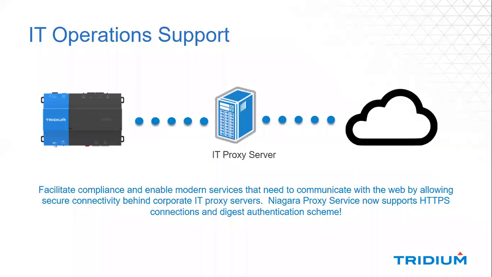IT operations support. So this is one of those features that we've recognized and we'll fully admit that we should have had this a while back. Essentially, if you've had a Jace that is sitting behind a corporate firewall, chances are that in order to get access to the internet, or we really hope that you're behind the firewall, you should be, in order to get access to the internet, it probably had to go through an IT proxy server. Well, in previous versions of Niagara, we have not had the capability of pushing out through proxy servers via HTTPS.